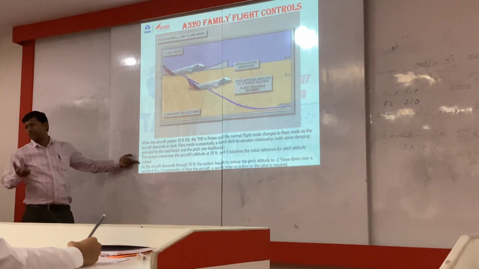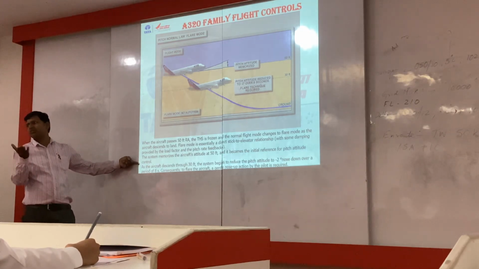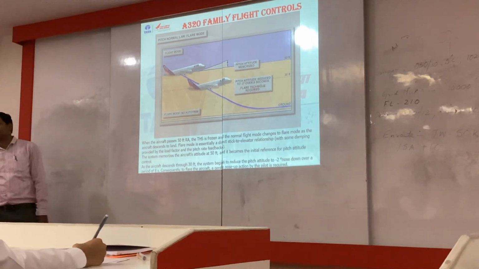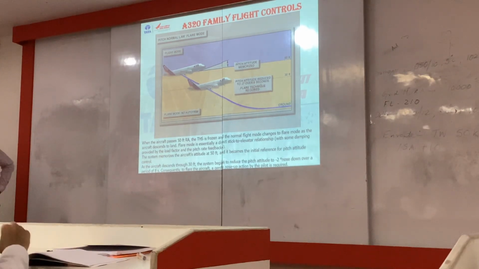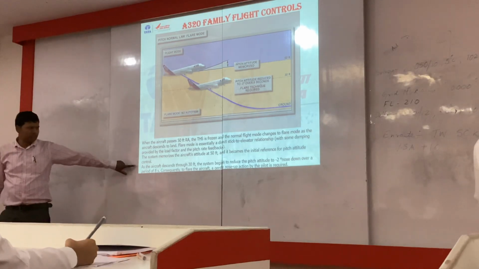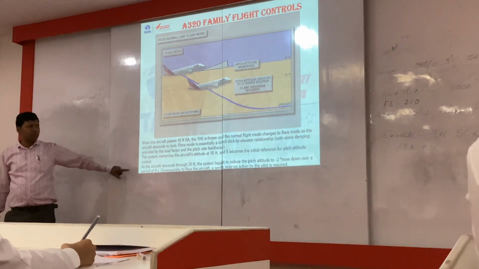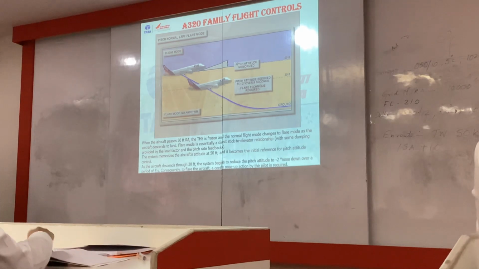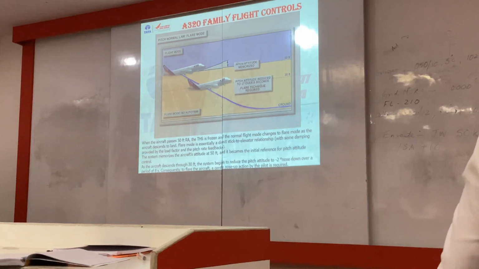So the systems are configured in such a way that whatever the attitude at 50 feet was, it will register, or it will memorize. And it becomes the initial reference for pitch attitude. As the aircraft descends through 30 feet, the system begins to reduce the pitch attitude to -2 degrees, nose down, over a period of 8 seconds. Consequently, the aircraft requires gentle nose-up action by the pilot. Okay. So at 50 feet RA, it will memorize. And the moment when it goes to -2 degrees nose down, then a bit of nose up attitude is required.